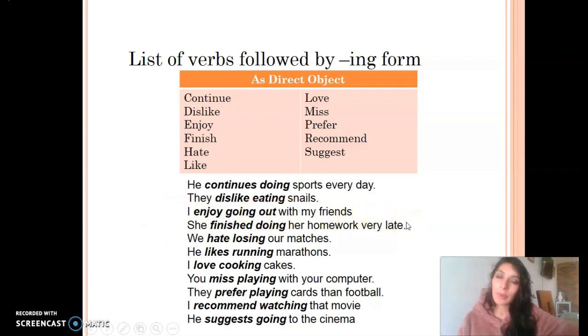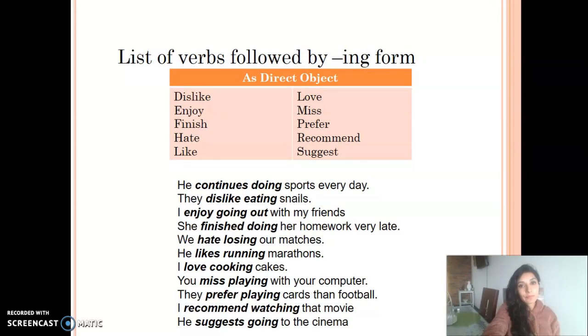Finish is another verb that accepts just gerund forms after the verb. So he finished doing her homework very late. We hate losing our matches. Gerund form also. He likes running marathons. So the next example we have here is I love cooking cakes. Also, you miss playing with your computer. Do you prefer playing cards than football? I recommend watching that movie. Or he suggests going to the cinema.